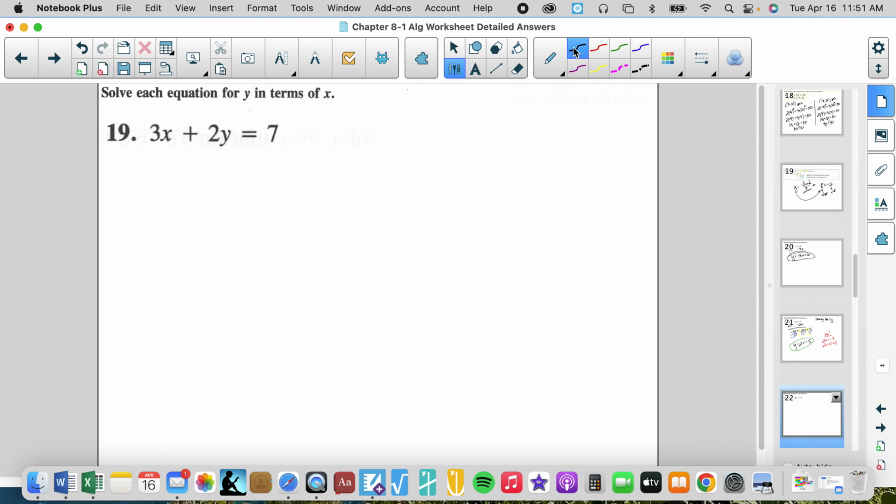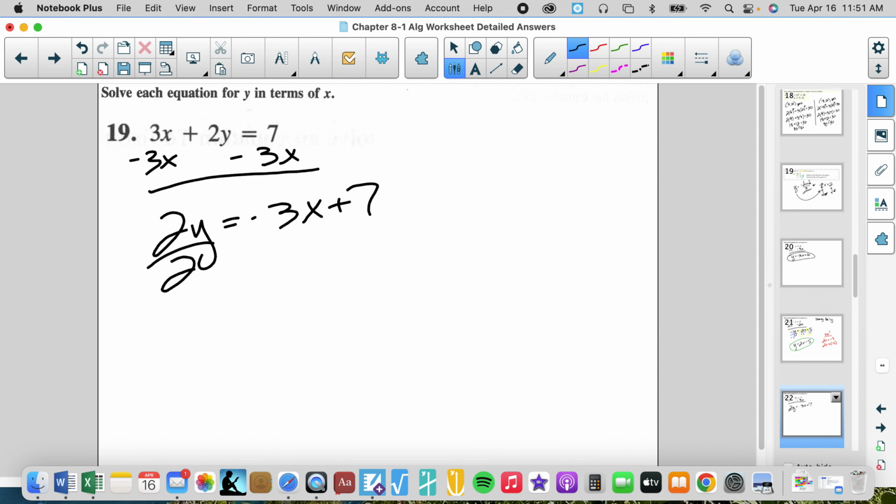So we're isolating for y. We're going to get rid of things being added and subtracted first. 2y equals negative 3x plus 7. Now we're going to divide by 2. So we're going to divide everything on the right side by 2. We get negative 3 halves x plus 7 halves.